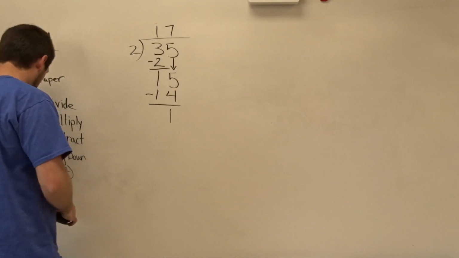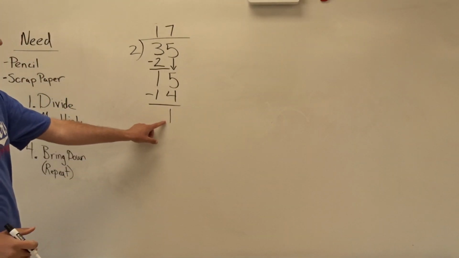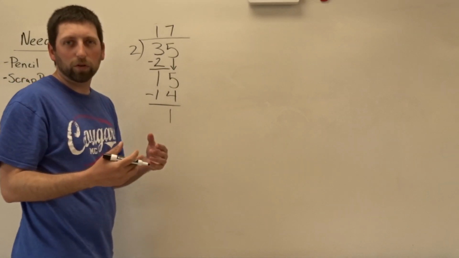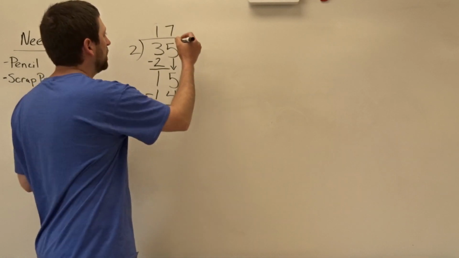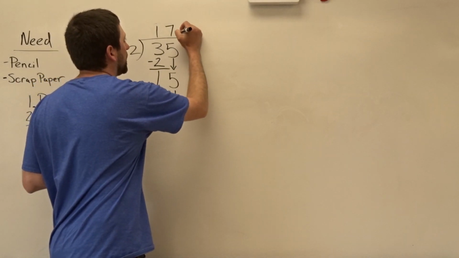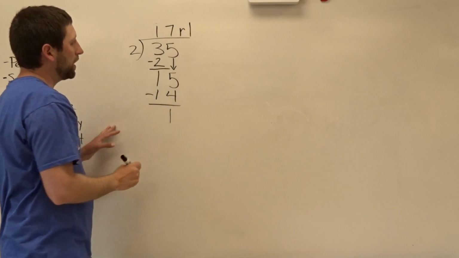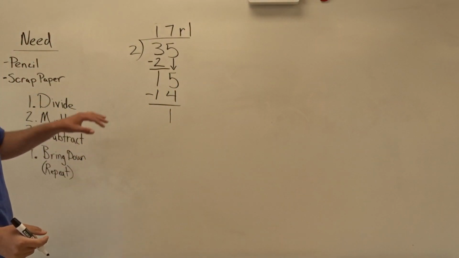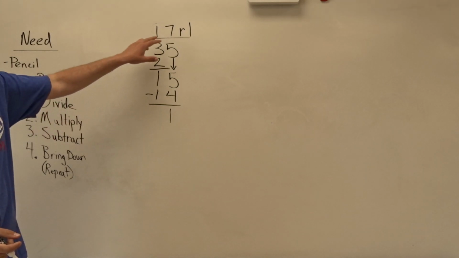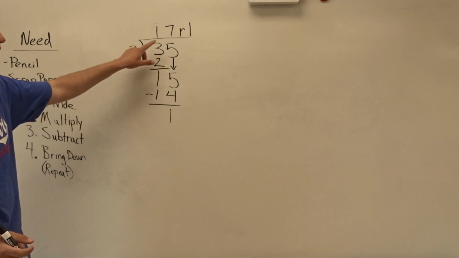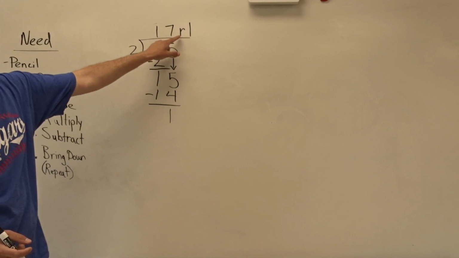So because of that, I have a remainder of 1. I have 1 left over after we have divided. So what I will do is write a lowercase r, and then I'm going to write 1 on top, just like that. Okay, so 35 divided by 2 is 17 with a remainder of 1.